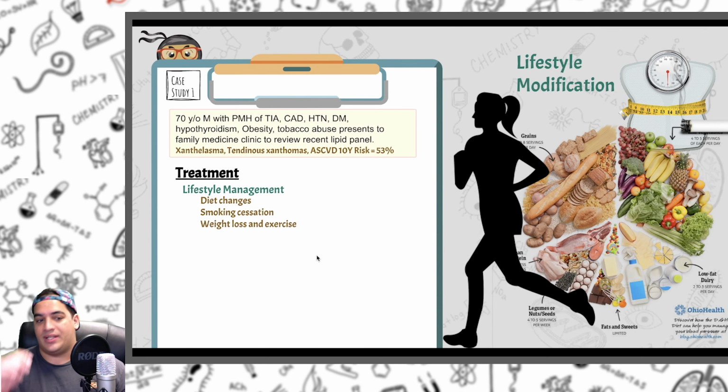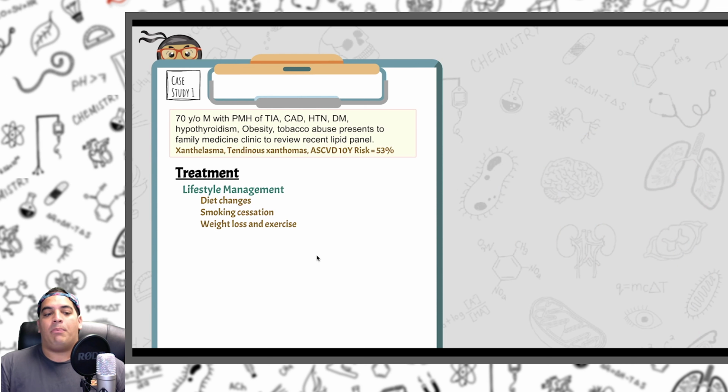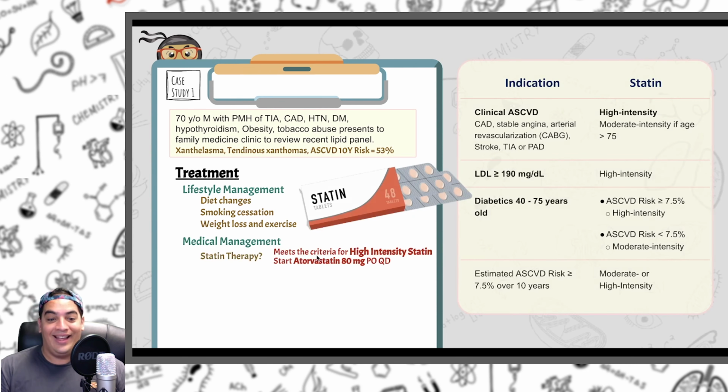Okay, well, how do we treat this guy? First thing, he needs to have dietary changes. He needs to stop smoking. He needs to lose weight and exercise. So that's the key thing. But more importantly, somebody get this man a statin, okay? He needs statin therapy stat.